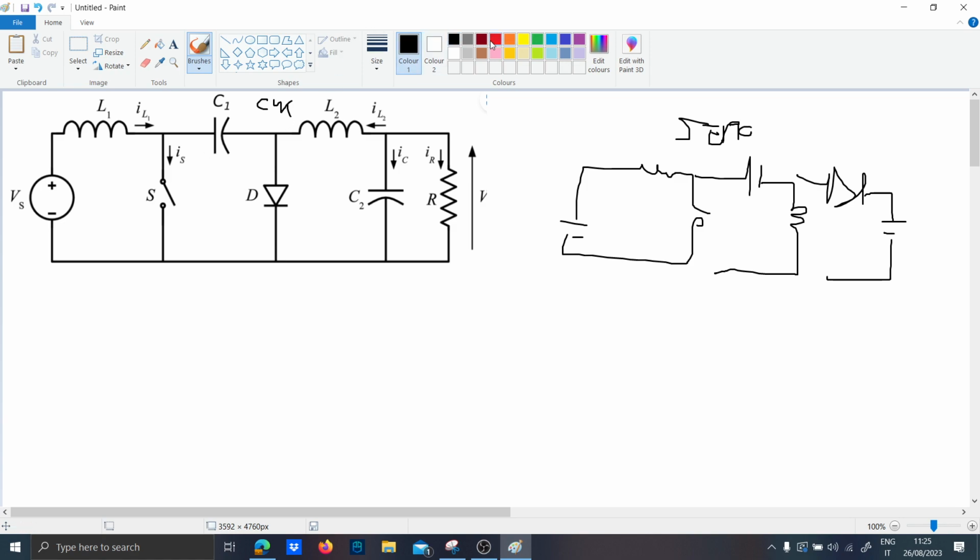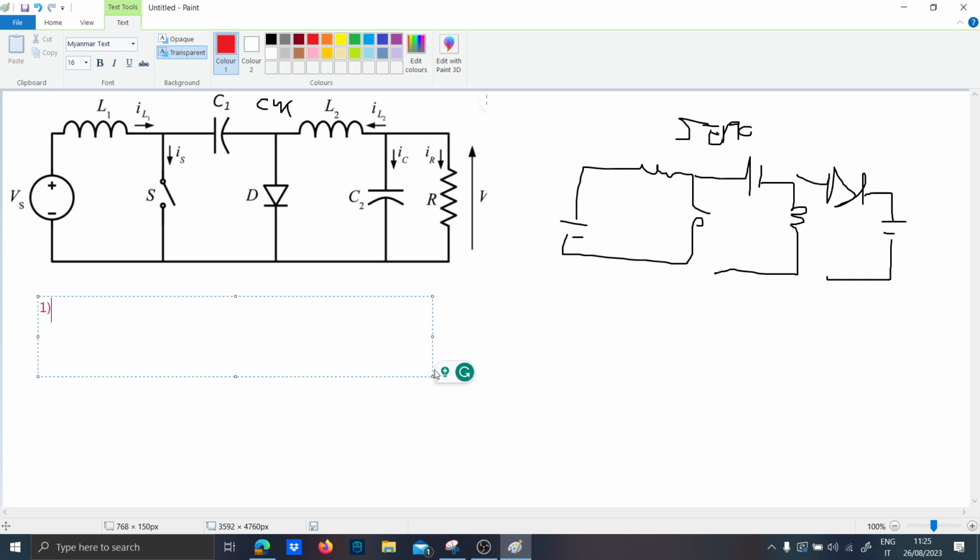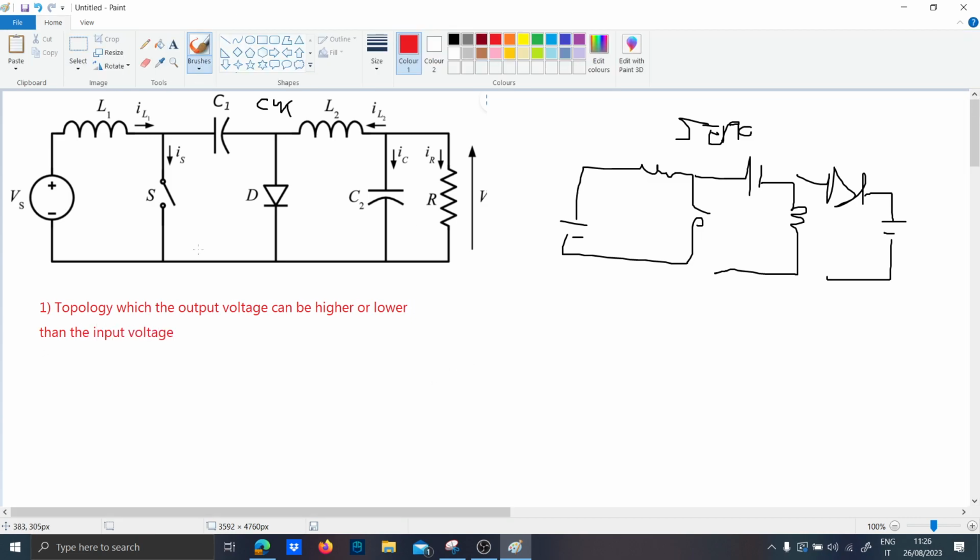So how does it work, this guy? Basically, this is a topology which the output voltage can be higher or lower than the input voltage. So this is a topology like the buck boost, basically, and the equation is VO equals minus D over 1 minus D times V in. So it is very identical to the buck boost converter.